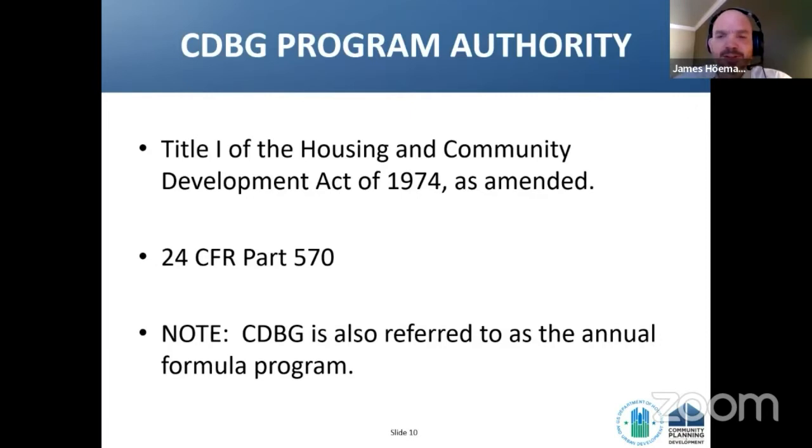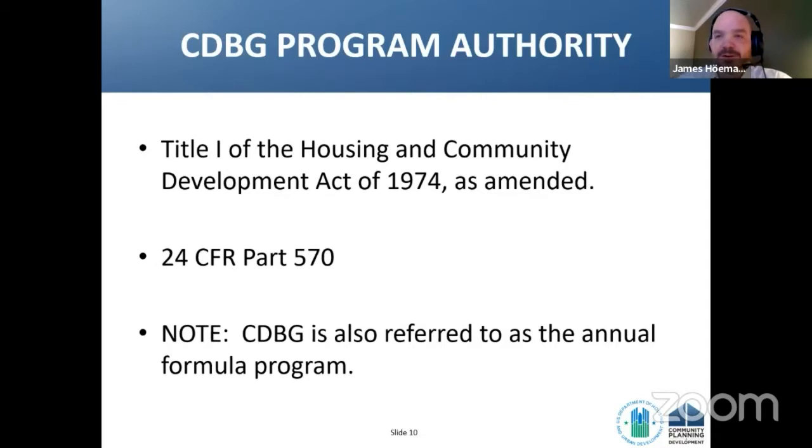And primarily our regulations exist in 24 CFR Part 570, which is broken into various sections to incorporate the various CDBG programs that we have. We're primarily going to be focused on the entitlement program here, but we do have a section that goes over the state program as well. So that's where we're housed.